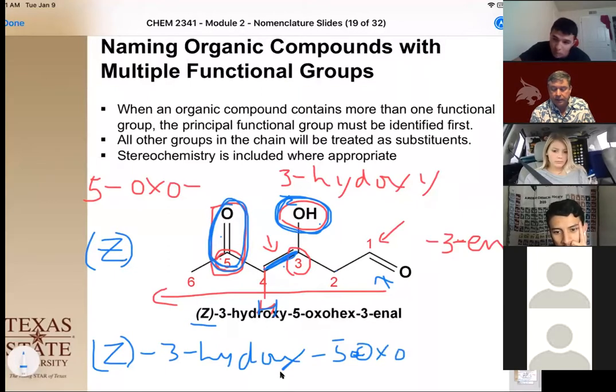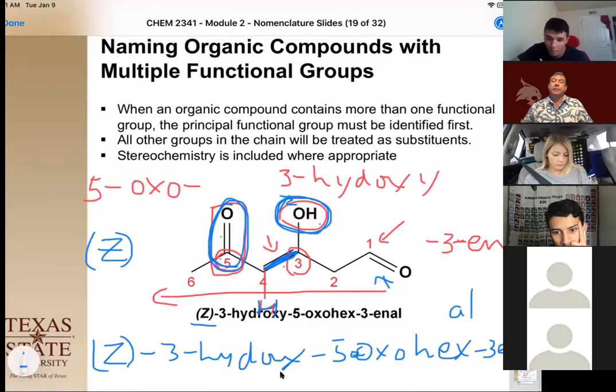Oxo, hex for 6 carbons, 3-ene because the alkene is on the 3 carbon here, al because of the aldehyde. Okay, so now following these rules, following the priority table, you should be able to name any and all organic compounds with some practice.